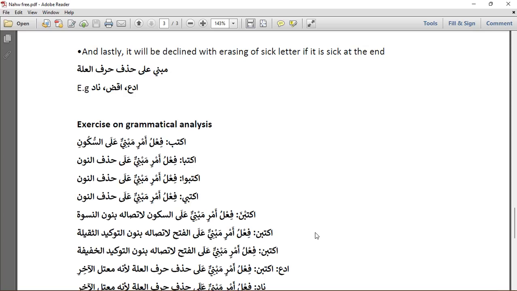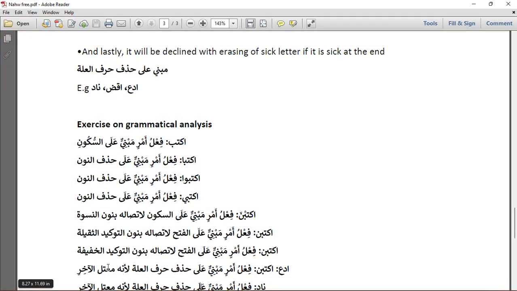So the verb is weak at the end. That is why the analysis is mabniyu ala hadfi harf al-illa, because we remove the weak letter. The mudari has a weak letter at the end. So when we want to form the amr, we remove the weak letter. So while doing the analysis of the amr, we say fi'lu amri mabniyu ala hadfi harf al-illa, because that was what we did to form our fi'lu amr. Then we now state the reason.